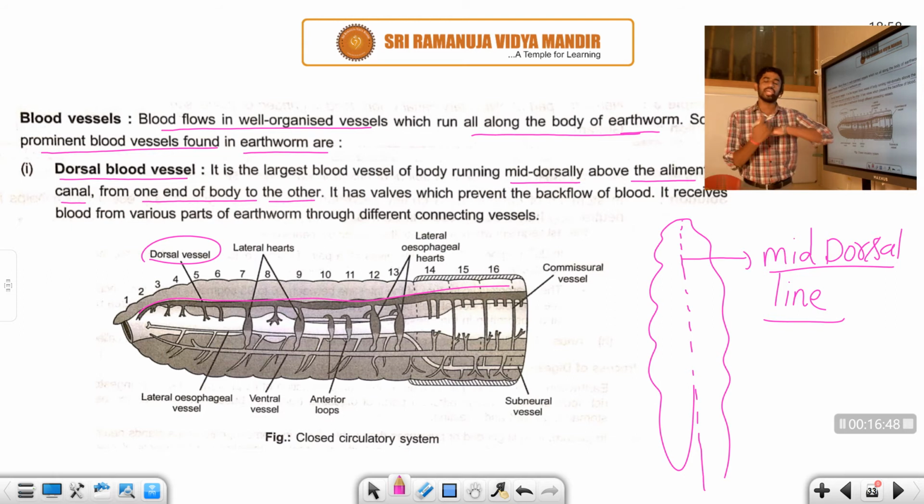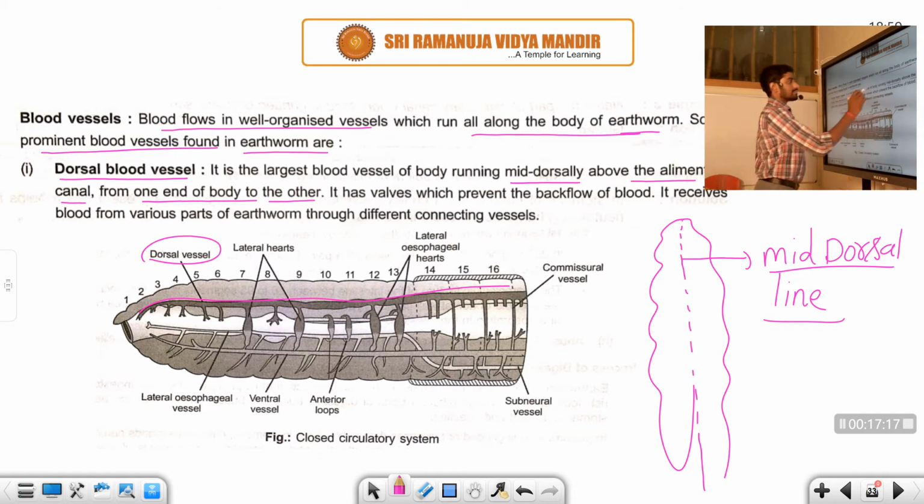Below this mid dorsal line we can observe the dorsal blood vessel, and below the dorsal blood vessel we can observe the alimentary canal. So they will ask one question here. What is the dorsal blood vessel location in the earthworm? It is located between the mid dorsal line and the alimentary canal. I hope you understand this point. This is very, very important. Again I will explain.